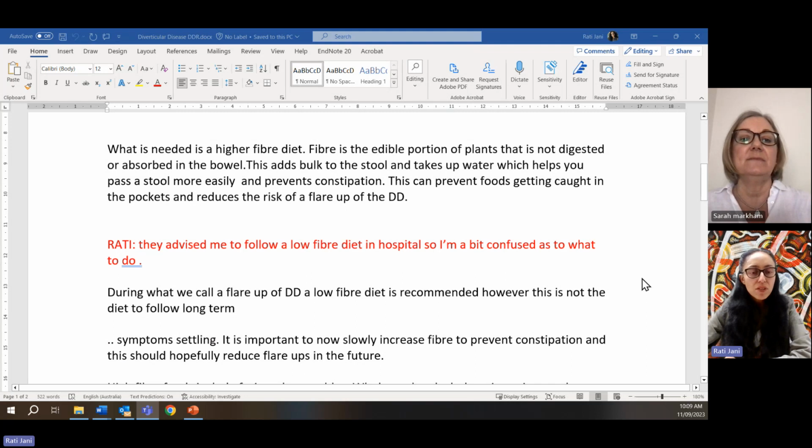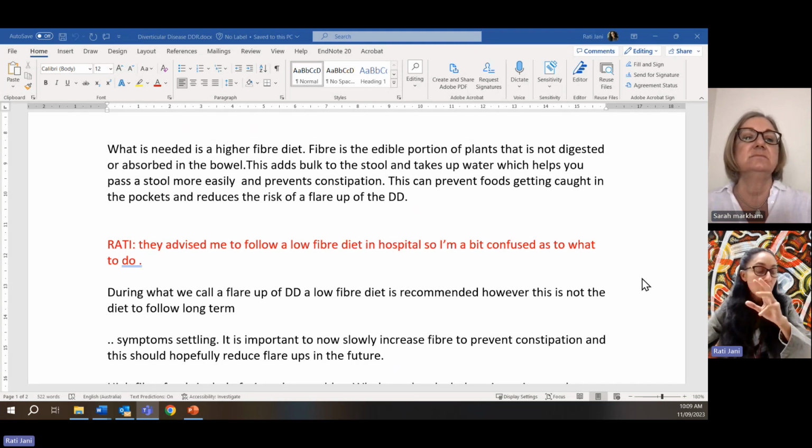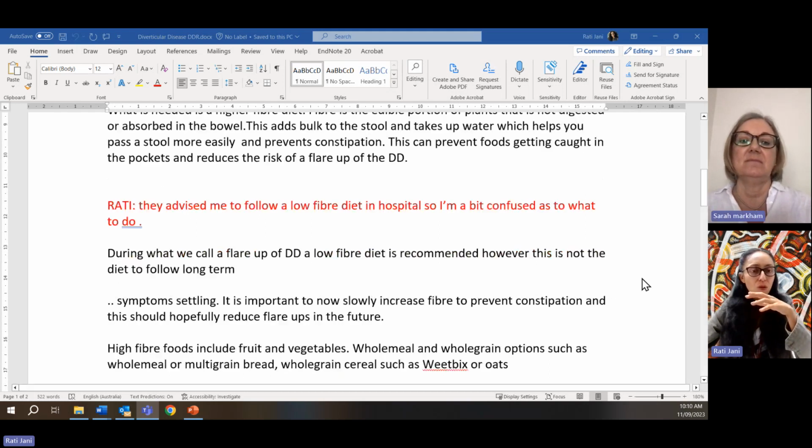Okay. Sarah, if I understand correctly, and yes, constipation is something that I have been struggling with for so many years. So I definitely want your advice on how best I can get rid of my constipation. But this is very confusing, Sarah, because when I was admitted in the hospital, I was advised to have a low fiber diet. But now, as you have said, I need a high fiber diet. This is very confusing to me.